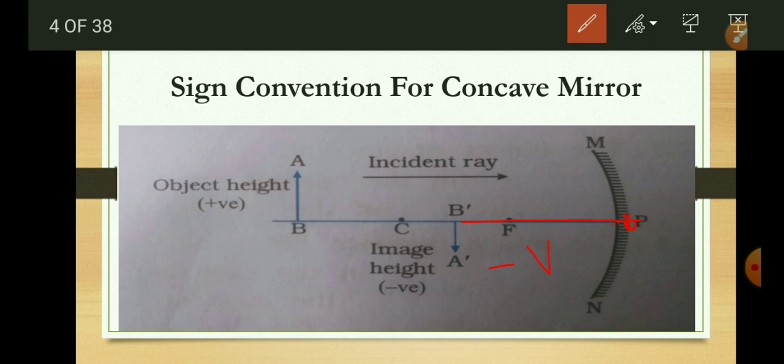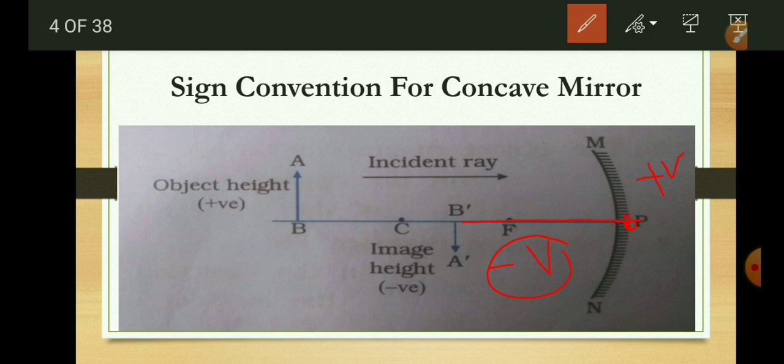So whenever image forms in front of concave mirror, then sign of image distance will be negative, and if image forms behind the mirror, then the sign of image distance will be positive. In this case, this PB dash is the image distance and sign will be minus v. So remember, whenever image is virtual, as it forms behind the mirror, image distance will be positive, and if the image is real, then the image distance will be negative in case of concave mirror.